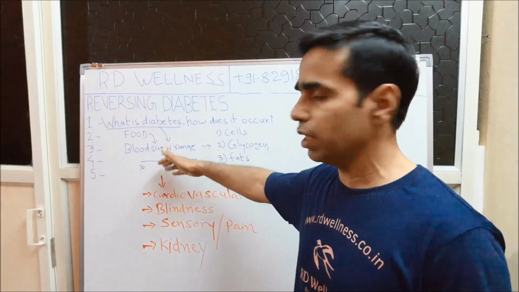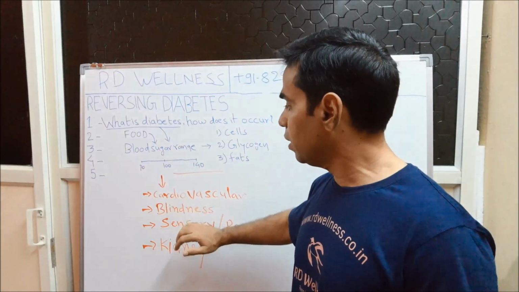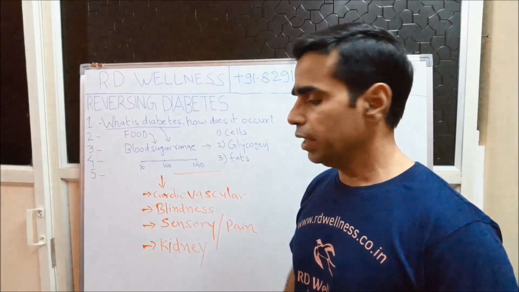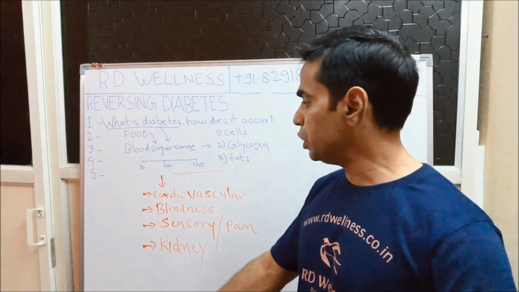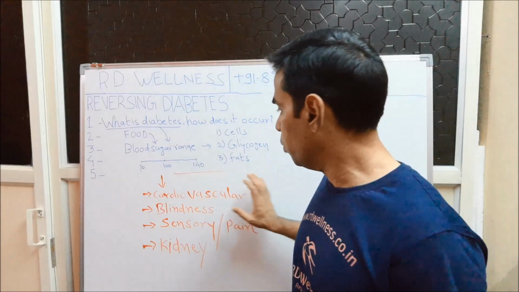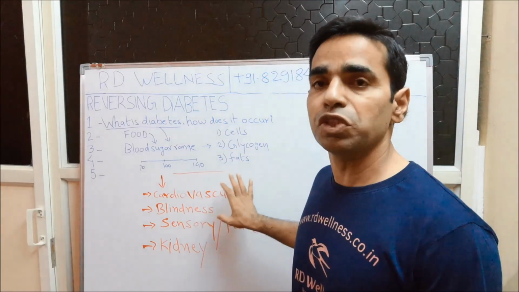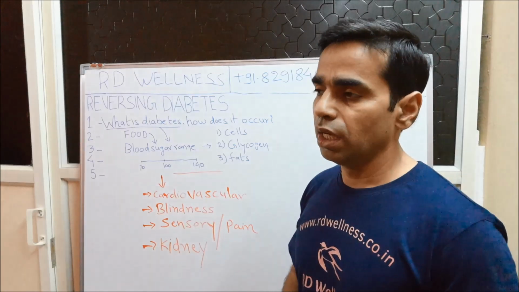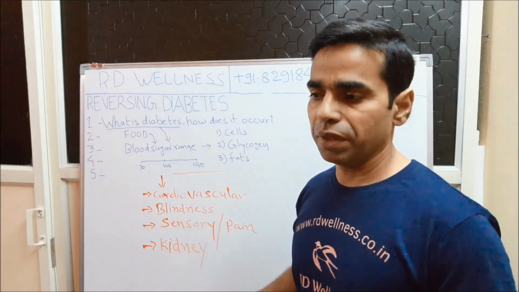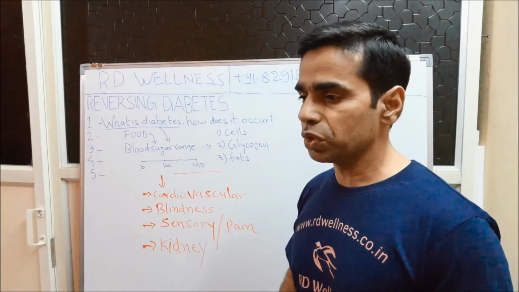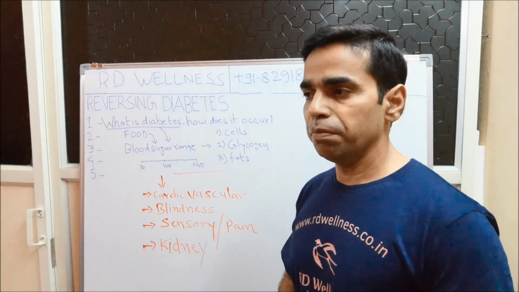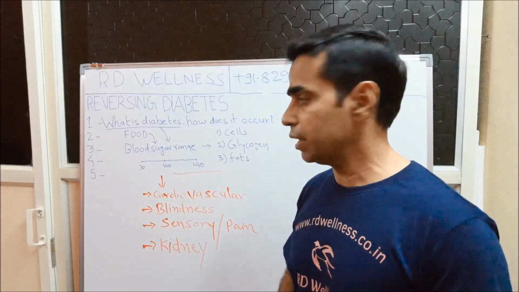Initially, it starts with a high blood sugar, and then it slowly creates many problems. It branches into multiple issues and challenges. Most of the challenges are in the form of cardiovascular problems. So you may have hypertension. Many of the patients develop heart-related issues, and stroke is unfortunately one of the major events in patients who have diabetes.